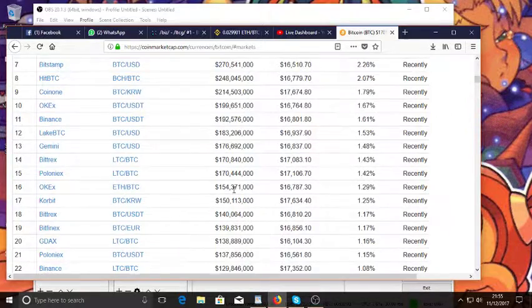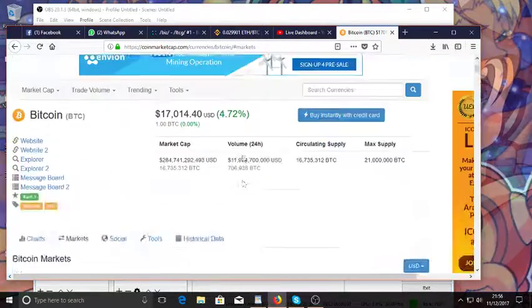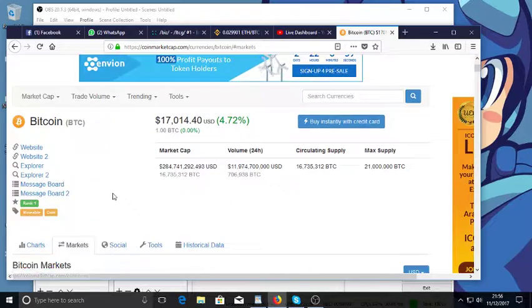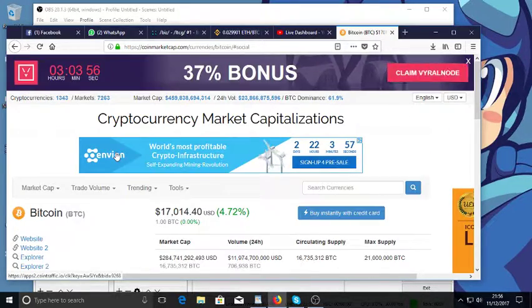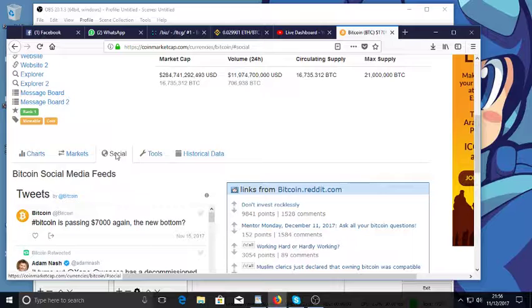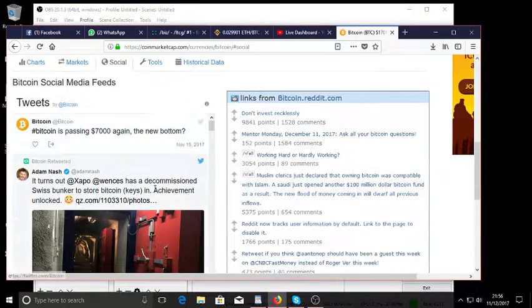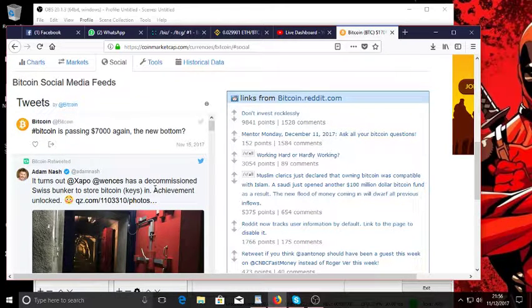Poloniex, Bittrex. Okay, these are the other guys. The social tab is always an interesting part of CoinMarketCap, because social events also do affect the price.